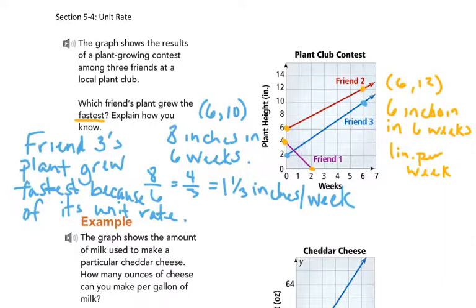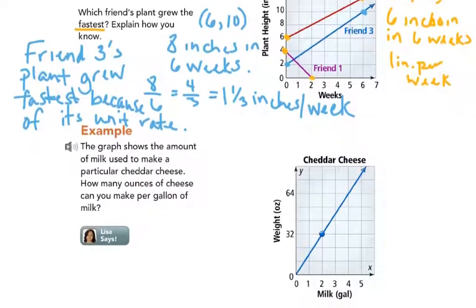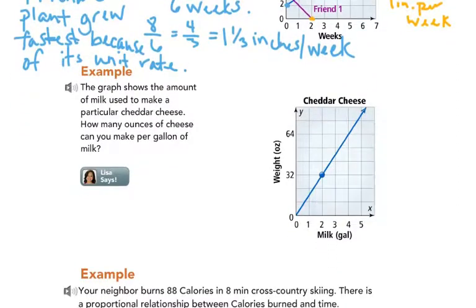And the question is, how many ounces of cheese can you make per gallon of milk? So this key word here is per, and that is telling me we're looking for the unit rate. So when you're looking at the graph, ounces is the Y value, gallons is the X value, so the unit rate is the Y divided by the X.